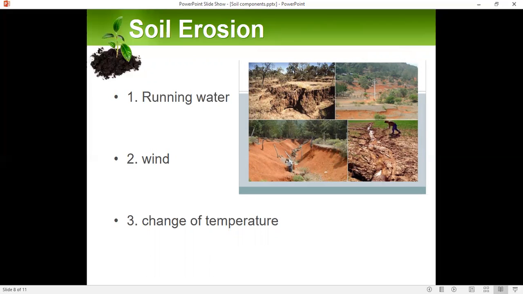So when I ask you, give reason, running water causes soil erosion. What will be the answer? The answer will be because water breaks down rocks into small pieces. But when I ask you, wind causes soil erosion, what will be the answer? Because winds break down rocks into small pieces, causing soil erosion, and as well change of temperature also breaks down rocks over time, causing soil erosion.